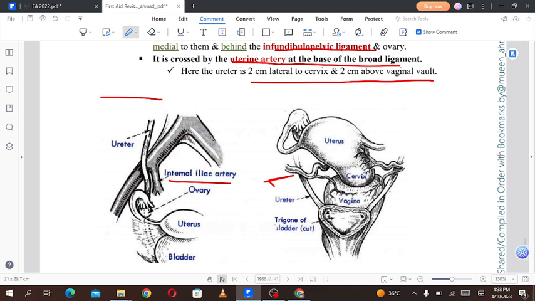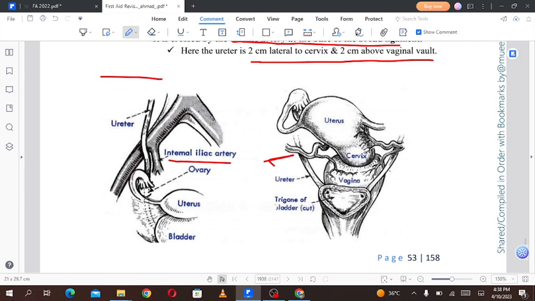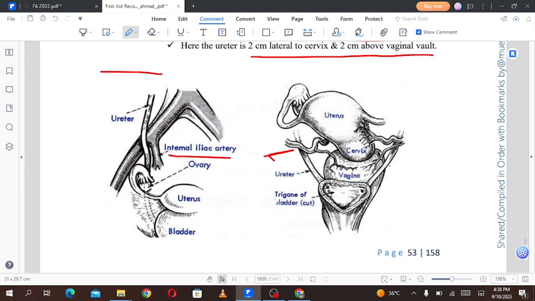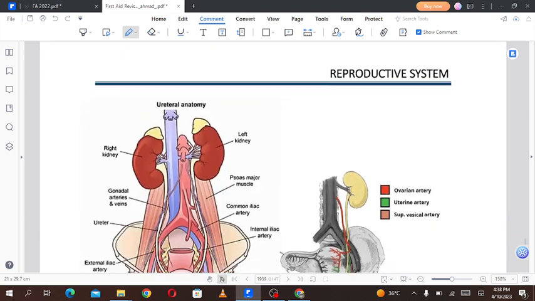2 cm lateral to the cervix and 2 cm above the vaginal vault. So here is the cervix, so it is 2 cm lateral to that and 2 cm above the vaginal vault. I guess this is the vaginal vault or something, so I don't know. So just remember these dimensions, and then we'll move forward to the ureteral anatomy.